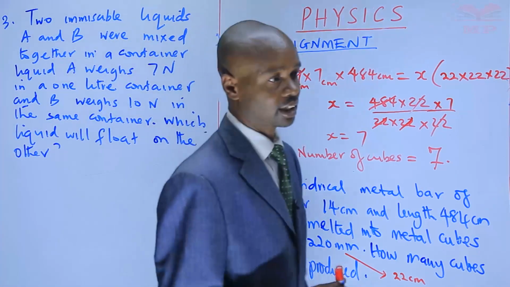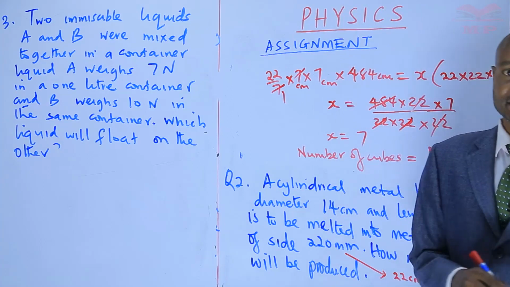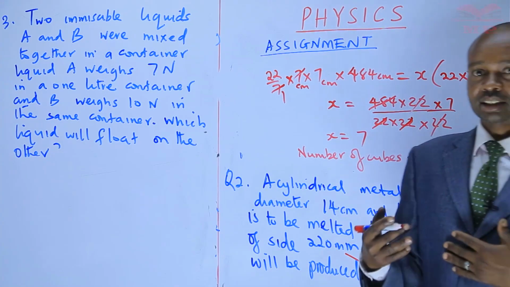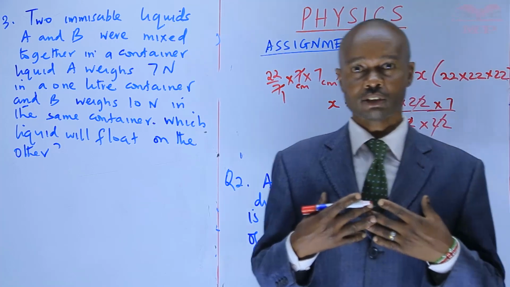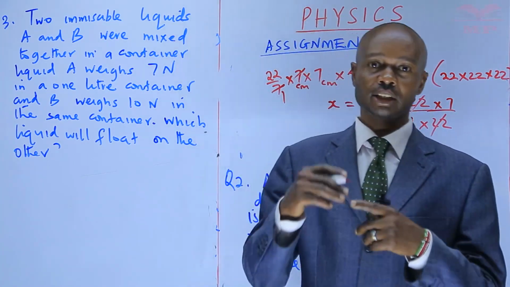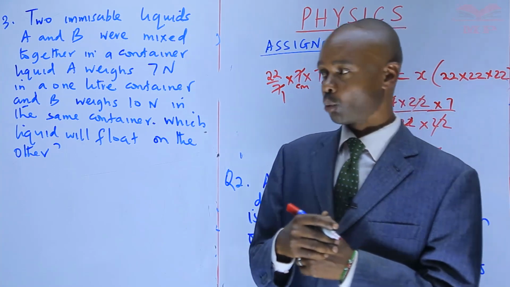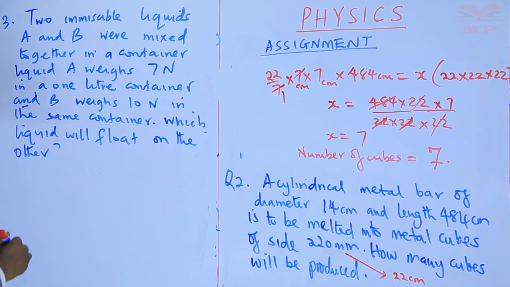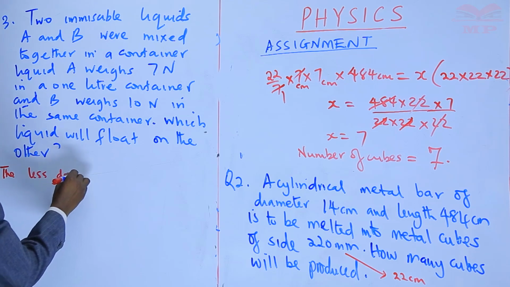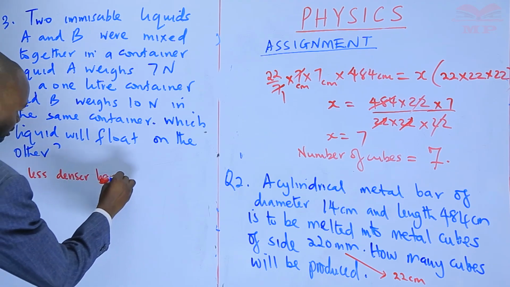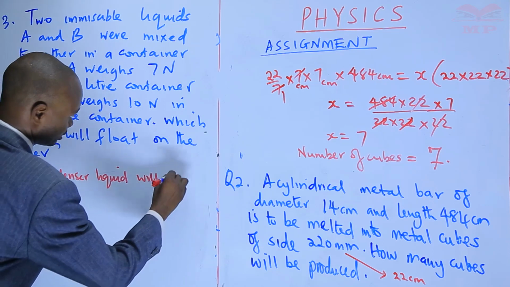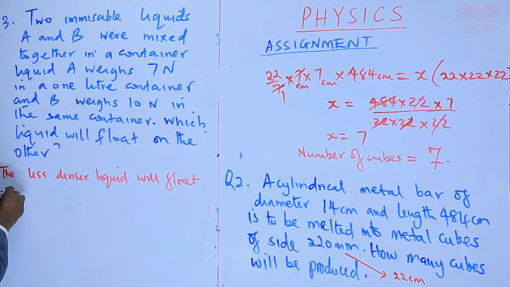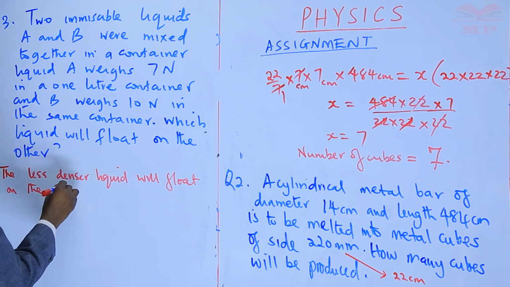So there is a principle I talked of in the other lessons. It's called relative density. When you get relative density, you are comparing the density of that substance or liquid to the density of an equal volume of water. So you'll say the less dense liquid will float on the other. That is what you should first of all know.